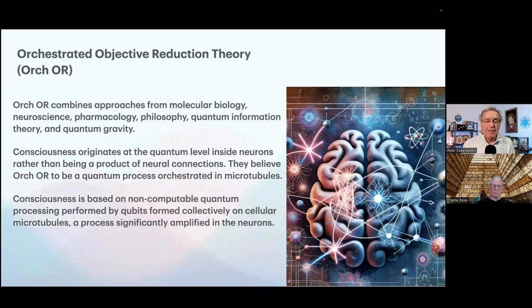Now, in their understanding, consciousness is based on non-computable quantum processing performed by qubits formed collectively on cellular microtubules. That's a big sentence, right? A lot of big words there. Non-computable means it's not happening in a sequence that's computed this and then that and then this other, okay? It's actually a collection of qubits, which we're going to get into in a little bit. And these qubits then express in your neurons because there's such a heavy network of them, they're amplified. And that's how consciousness emerges in you.